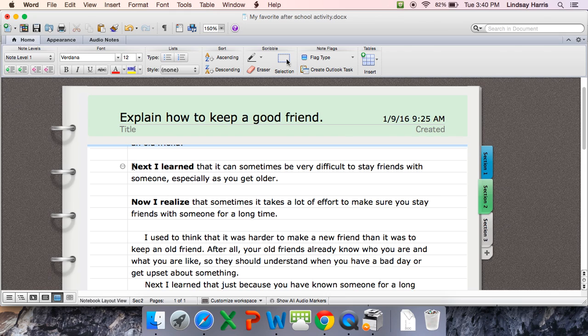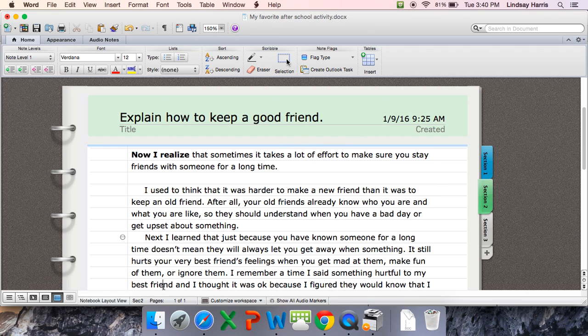Next, I want to take my "next I learned." So I'm going to go down to my next line, going to indent again. And I said, "Next I learned that just because you have known someone for a long time doesn't mean they will always let you get away with something." So I need to fix that. I want to say "with" right there, changing that.